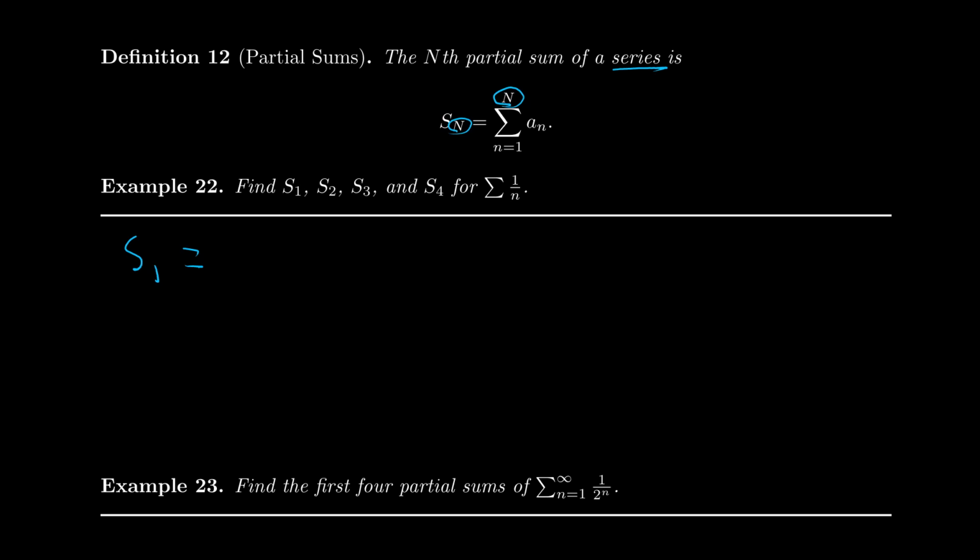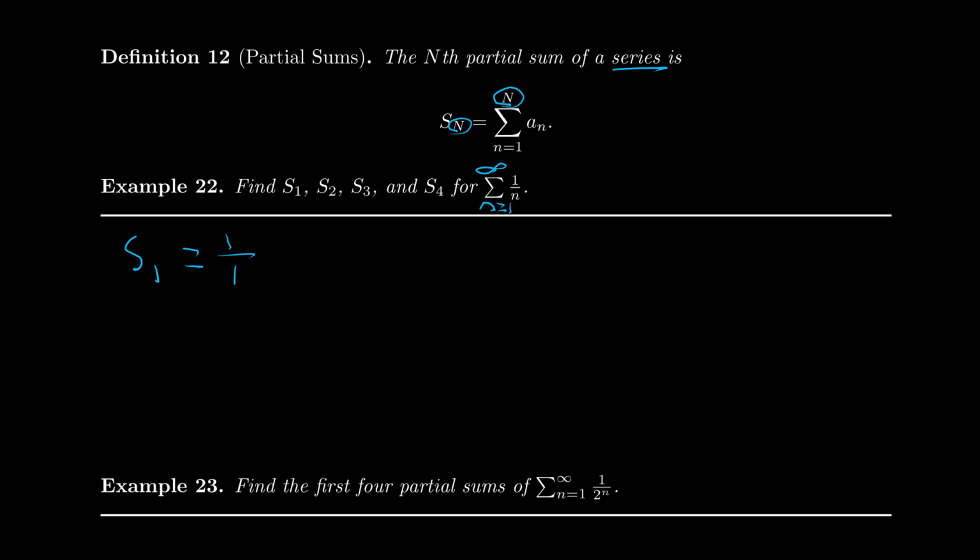When you see something written with a series like this, by the way, just the series of 1 over n and there's nothing written, it always means n equals 1 to infinity. So if nothing's written, that's what it means. But S sub 1 is just the first term. So, I'm sorry, 1 over 1.